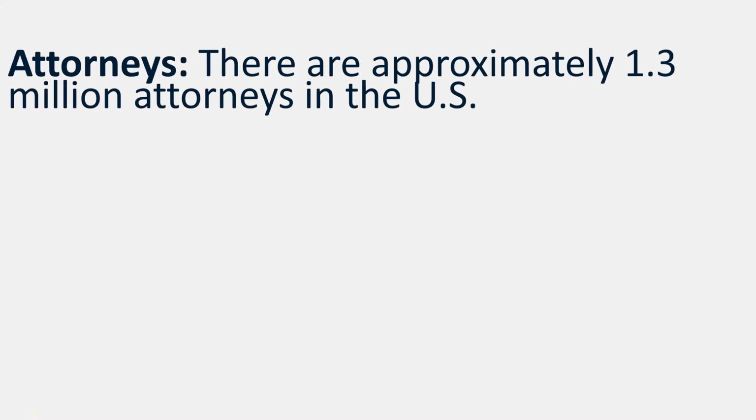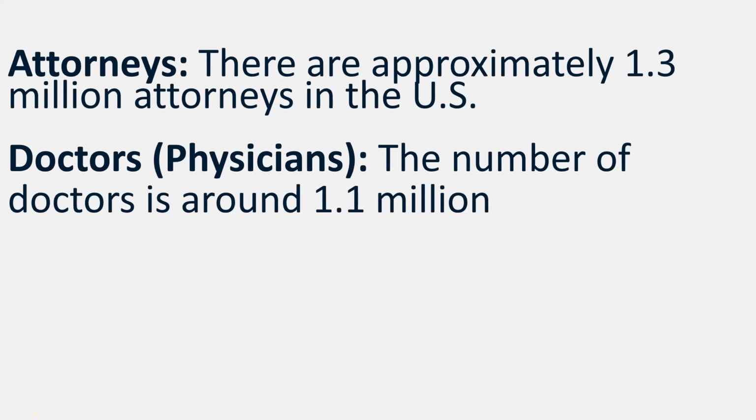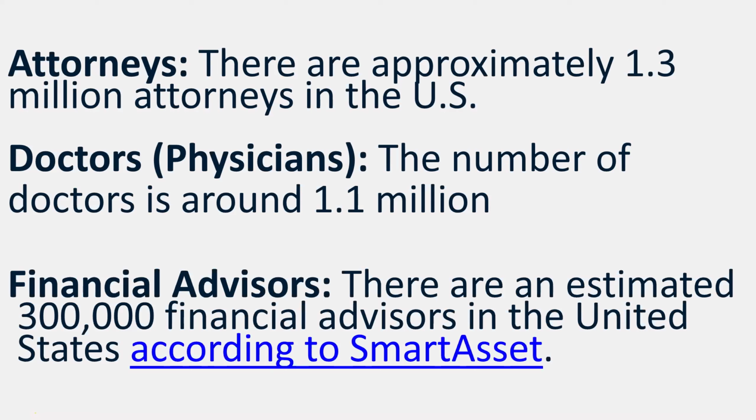There's 1.3 million attorneys in the United States right now. There's over 1.1 million doctors in the United States. But we only have 300,000 financial advisors. So there's a record amount of money: $124 trillion is going to pass from one generation to the next, and there's only 300,000 financial advisors to help people know what to do with that money. Would you say there's a need to do what we do? Yeah. A huge one, right?